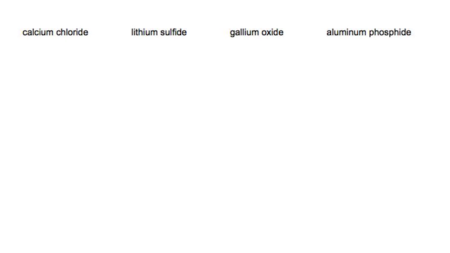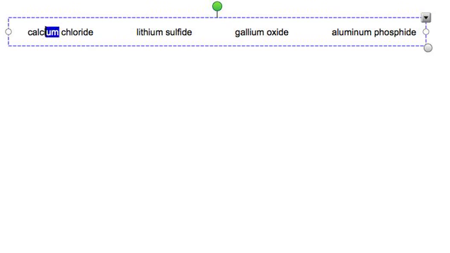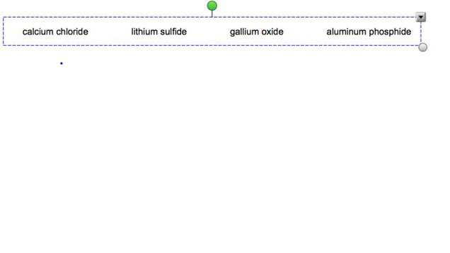So here we have calcium is a metal, and we know that because it's on the left side of the staircase. And chloride is another way of saying chlorine, and that's a nonmetal. Lithium's a metal, sulfur is a nonmetal. Gallium's a metal, oxide refers to oxygen, that's a nonmetal. So a lot of times you'll be told it's an ionic formula, but in case you weren't, that's how to figure it out.